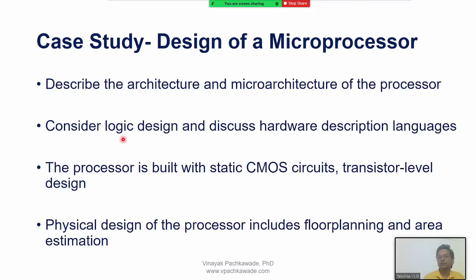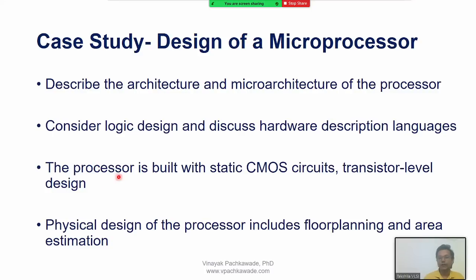Then you consider the logic design and you discuss what code and hardware description language, programming language you will use to describe that. So you can use VHDL, you can use Verilog, you can use SystemVerilog. There are different programming languages in which at the top level the description of the system is defined.